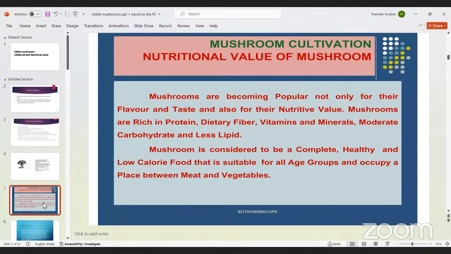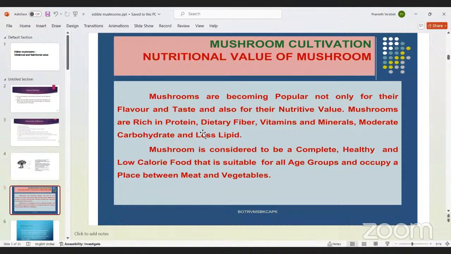Okay, so mushrooms are becoming popular not only for their flavor and taste, but for their nutritive value, because they contain many nutrients. Mushrooms are rich in proteins. In mushrooms, proteins are present, along with dietary fiber, vitamins and minerals, moderate carbohydrates, and less lipids or fats.